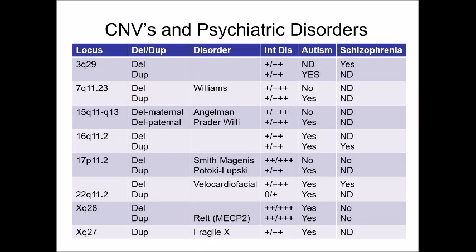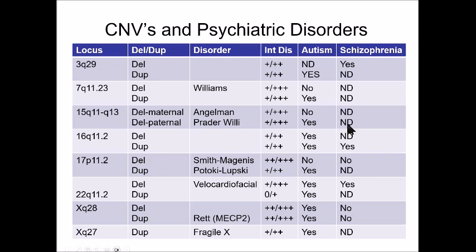Now, these CNVs are responsible for a number of neuropsychiatric disorders. Here's DiGeorge syndrome, velocardiofacial. Here's the famous deletion at 15q11.13. If the deletion is in the maternal chromosome, you get Angelman syndrome, the happy puppet syndrome. If the deletion is in the paternal chromosome, you get Prader-Willi, the hyperphagia, and so on.